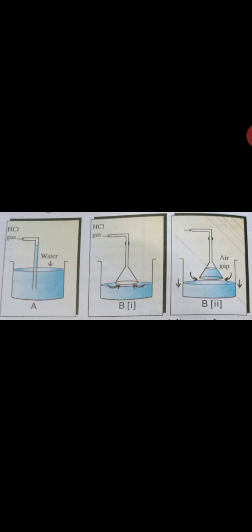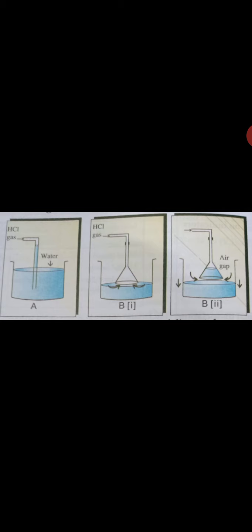Now you come to the figure, that is B bit 1. So instead of a delivery tube, if I use a wide mouthed funnel, the mouth should be as wide as it can be. Alright, so wide mouth funnel, and you can see here on the screen that I have placed the funnel just above the surface of the water. That means the mouth of the funnel is touching the surface of the water. Alright, it's not dipped inside, it's touching the surface of the water.